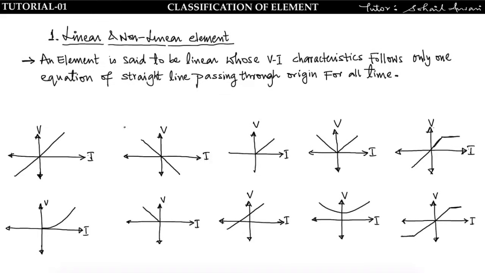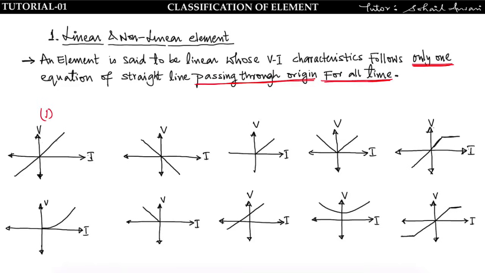An element is said to be linear whose VI characteristics follow only one equation of a straight line. I will highlight this: only one equation of a straight line passing through origin, for all time. You have to check these things while finding whether the element is linear or not. Now let us check whether graph number 1 is linear or not. You have to check just these things: only one equation passing through origin and for all time.